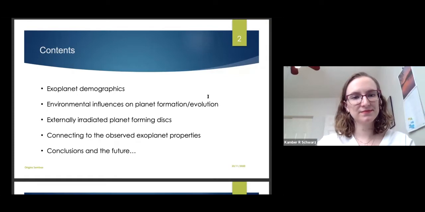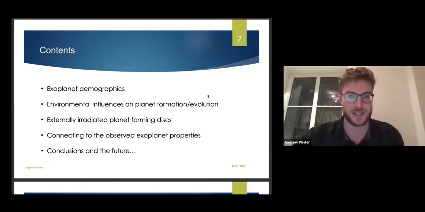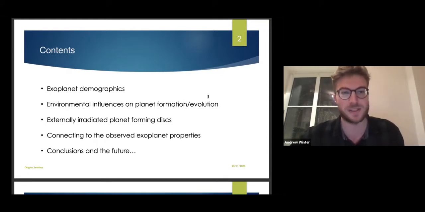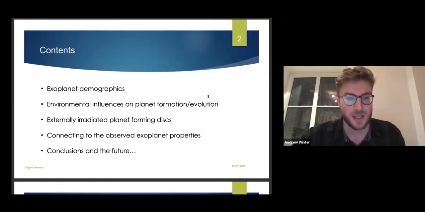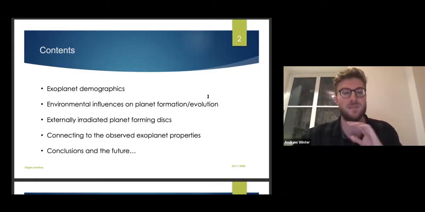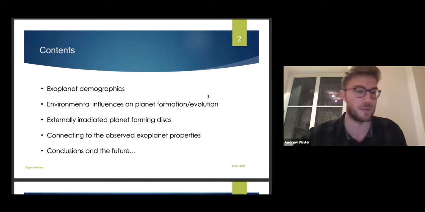I'm going to give a relatively broad overview of a few of my interests. I'm going to start by touching base on exoplanet demographics, and then talk about what kind of influences we might expect the star formation environment to have on planet formation and evolution. Then I'm going to talk specifically, as Serena mentioned, about externally irradiated planet-forming disks. And then I'm going to try and suggest how we can make the first steps towards connecting these to actual observed exoplanet properties.